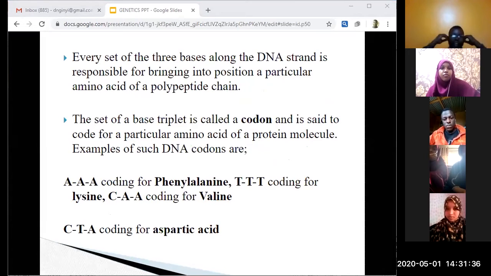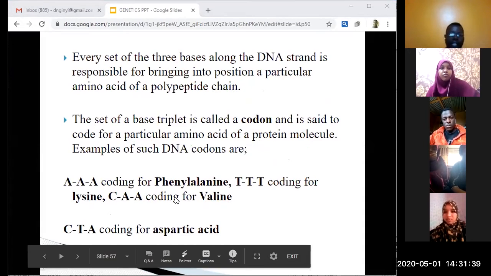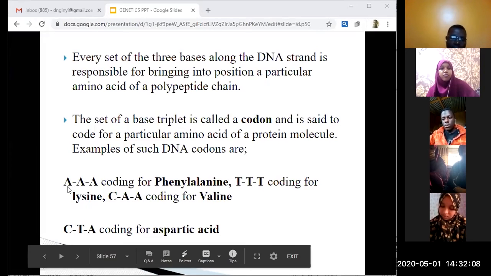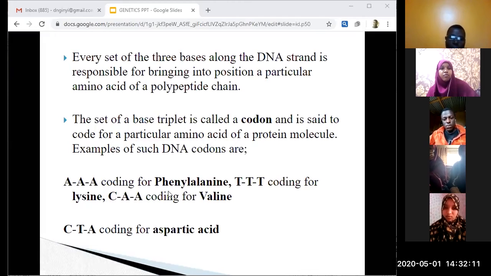Now, every set of 3 bases along the DNA strand is responsible for bringing into position a particular amino acid of a polypeptide chain. Basically, that is what I was trying to explain. Now, we have a simple example here. The base triplet, we call it a codon. And it is supposed to code for a particular amino acid of a protein molecule. So we have examples of such DNA codons. We have AAA. This is adenine, adenine, adenine. They code for an amino acid called phenylalanine.